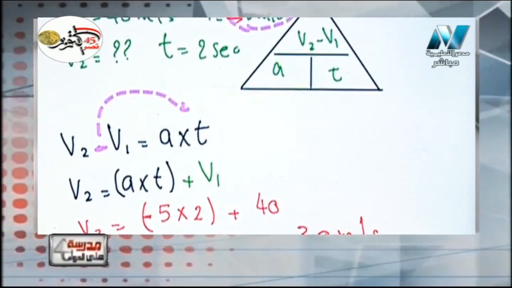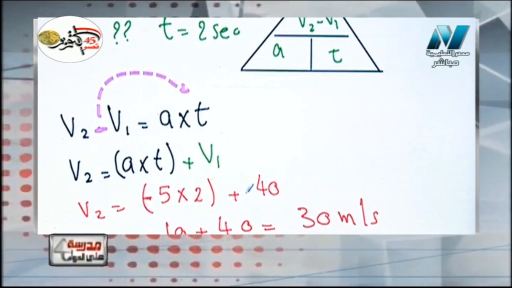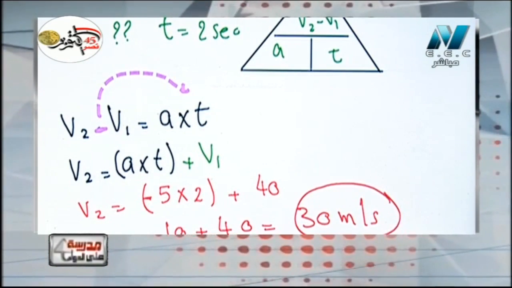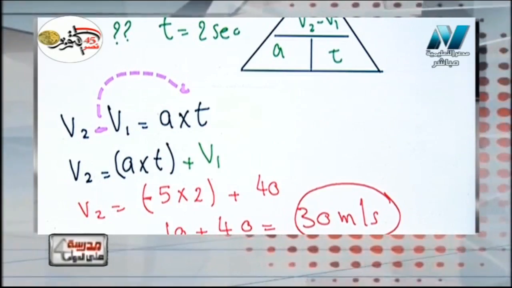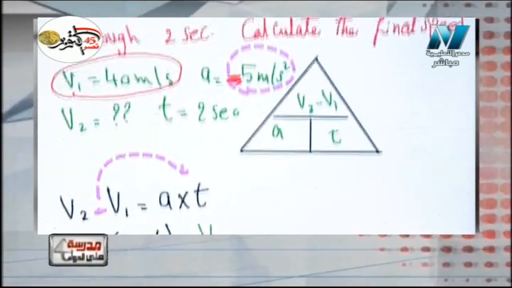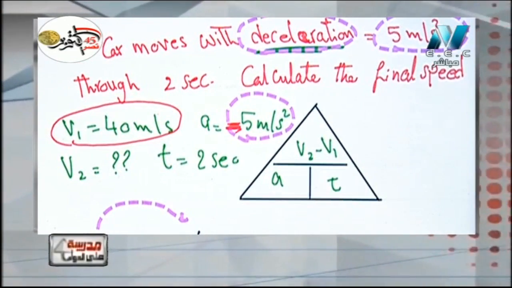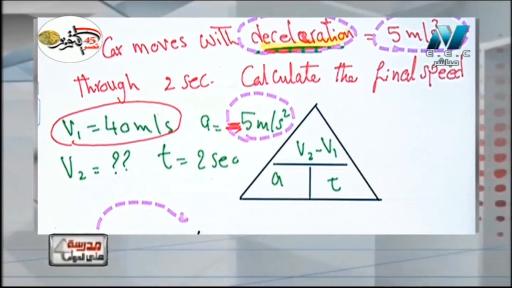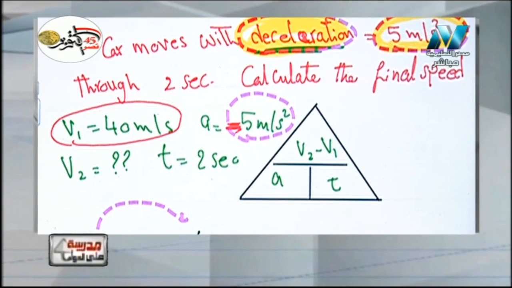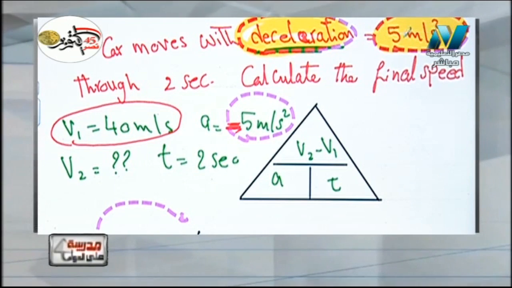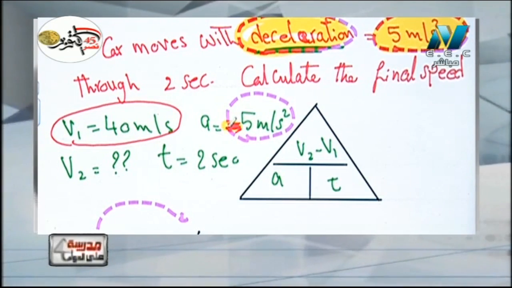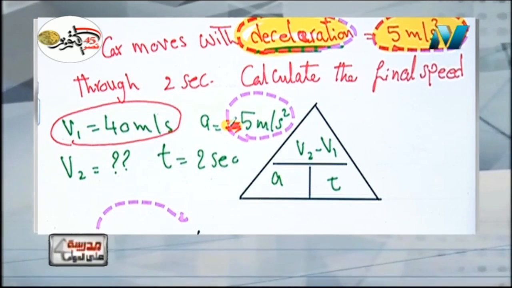Remember, here V2 should be less than V1. To check your answer, عشان أتأكد إن إجابتي صح, V2 equal 30 meter per second and V1 equal 40 meter per second. Because we talk about a body that moves with deceleration, and here the value of decelerating motion is negative. So for 5 meter per second power 2, we should write beside it a negative value. نخلي بالنا من البوينت دي كويس.